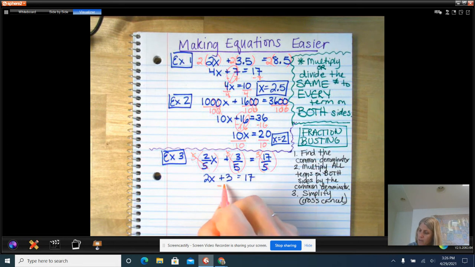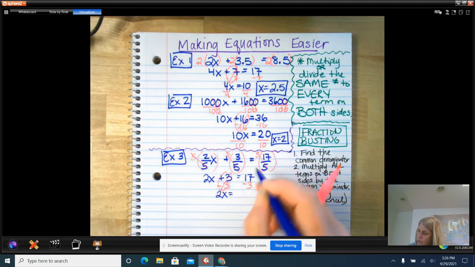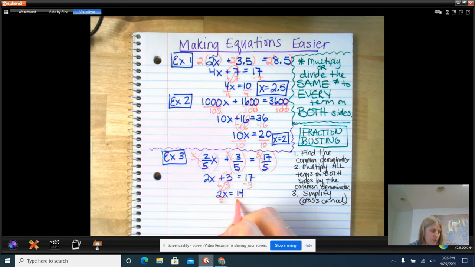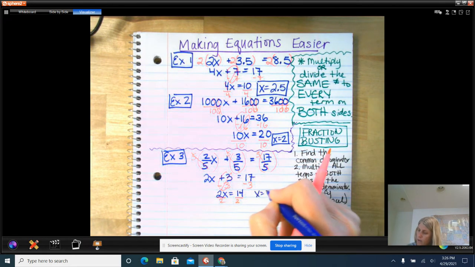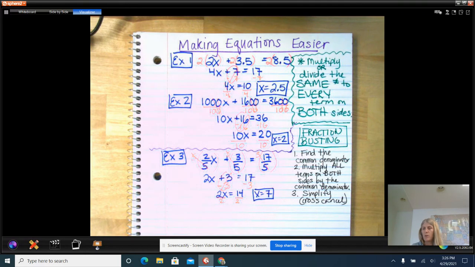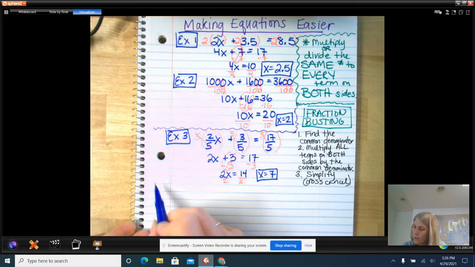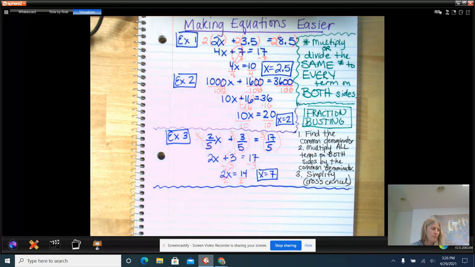So now we're going to solve, subtract 3 from both sides. 2x is equal to 14. Divide both sides by 2, and x is equal to 7. So that's a very simple version of it. And we're going to do ones that are a little bit more difficult in our next class. Okay, so that is a second technique.